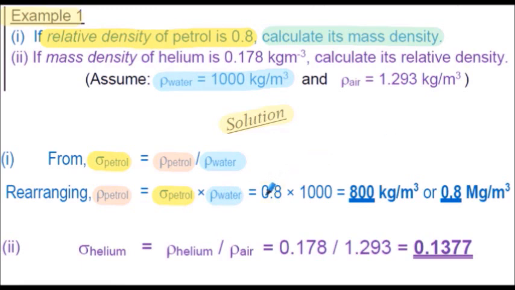Inserting the values given in the question, the mass density of petrol is 800 kilograms per meter cubed, or that could be written as 0.8 megagrams per meter cubed.